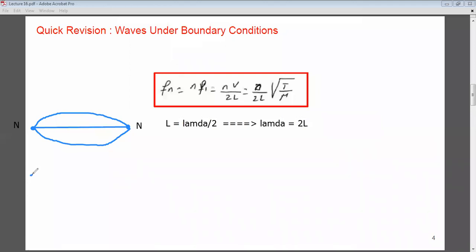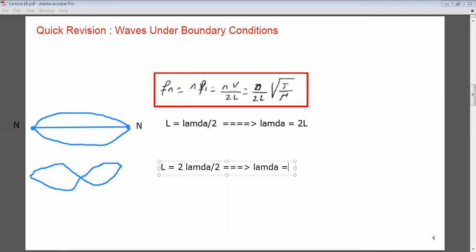is if I have two. You have to excuse my drawing. So here the length is equal to lambda over 2, because I can draw two, each the distance from this node to this node is lambda over 2 and another lambda over 2, so 2 lambda over 2. This implies lambda is equal to L over 2. The first one is 2L over 1.